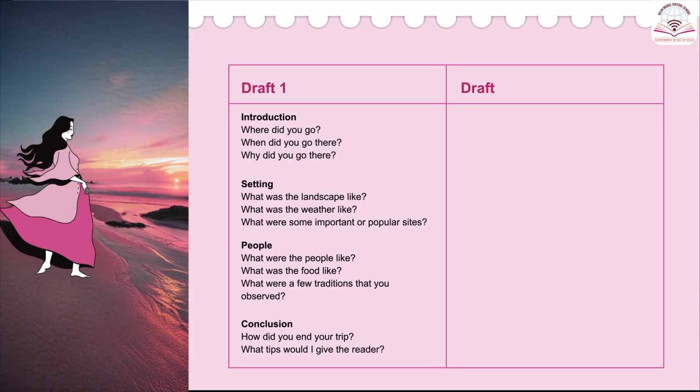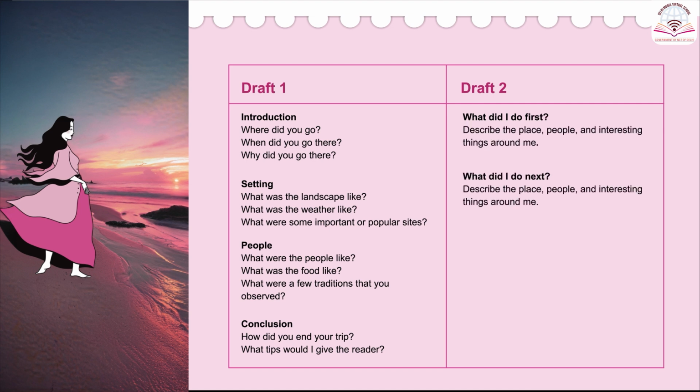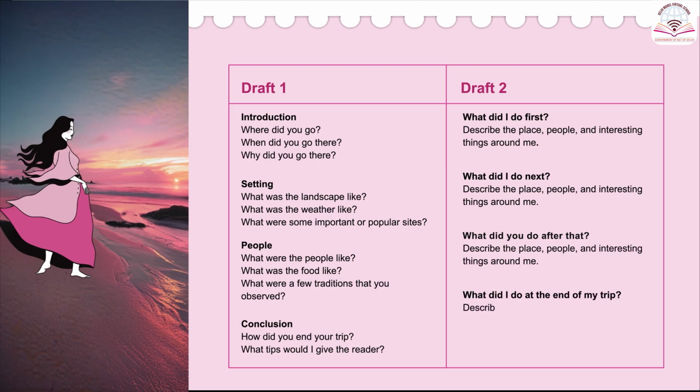In draft 2, you have to first describe what you did first, then what you did next, and then what you did after that. And then you have to describe the end of your trip. But all these must include the places, people and interesting things around you.